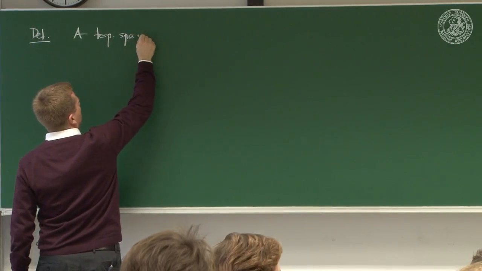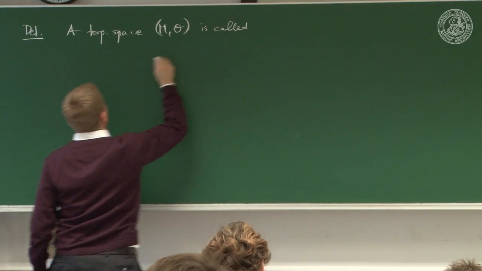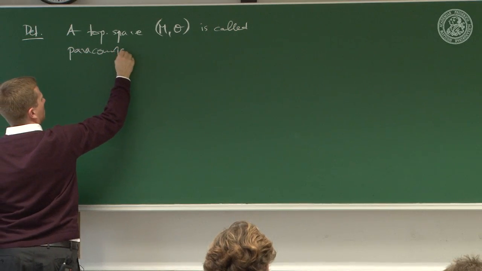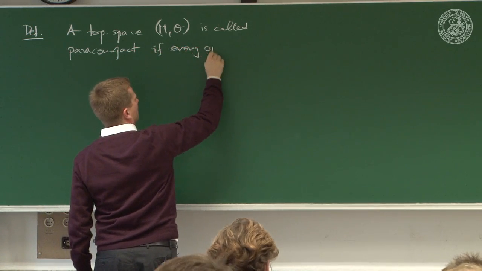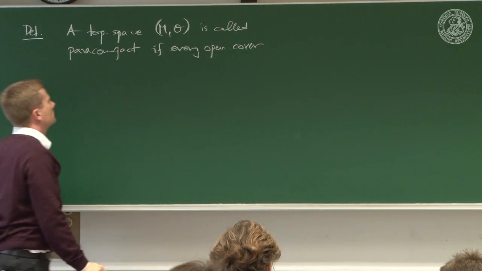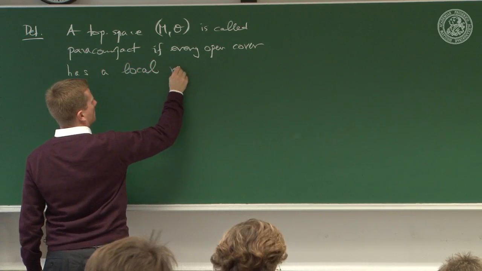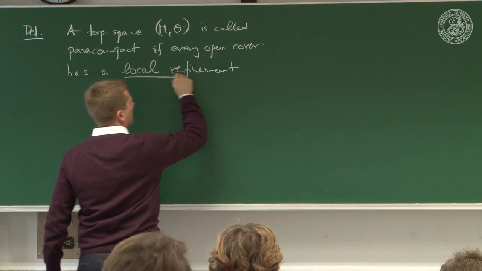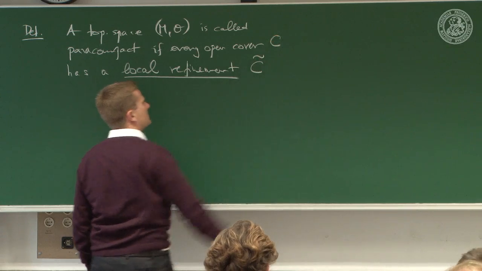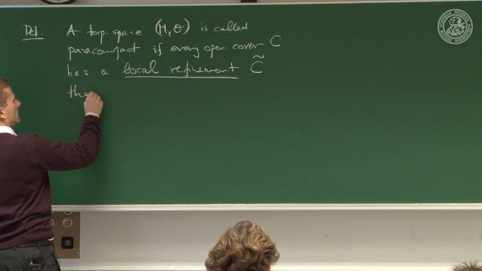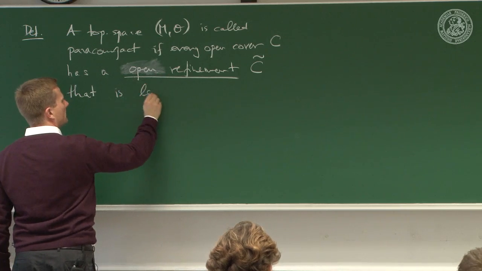A topological space is called paracompact if every open cover of this topological space has an open refinement, say, if every open cover C has an open refinement C twiddle that is locally finite.